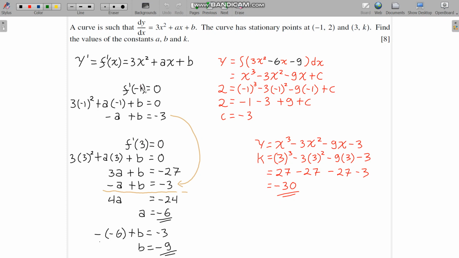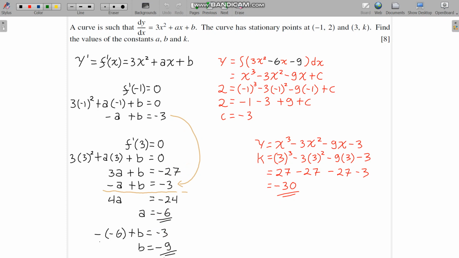So we plug in minus 1 to this f prime of x, and we replace this with minus 1, replace this with minus 1, we get minus a plus b equals minus 3. We do the same thing with the 3, plug in 3, we get 3a plus b equals minus 27, and then we can eliminate, substitute, find the a and the b.